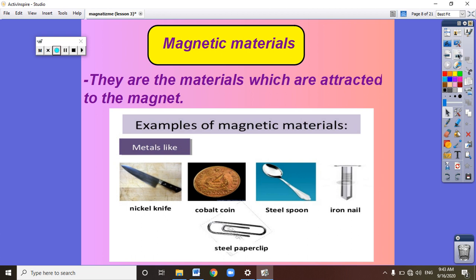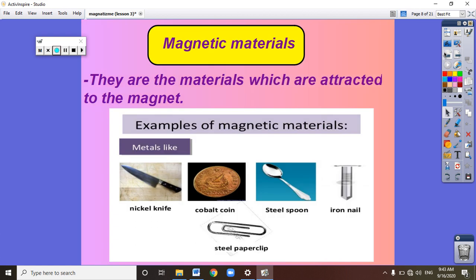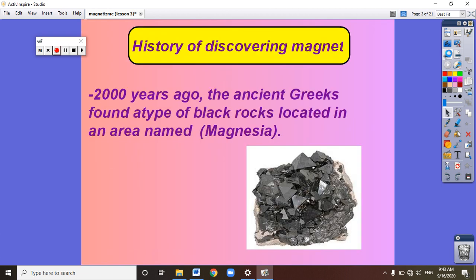The non-magnetic materials are the materials which cannot be attracted to the magnet. Like what? Like paper, glass, plastic, rubber, and wood. If you know the examples of the magnetic materials, which are iron, nickel, cobalt, steel, anything besides iron, nickel, cobalt, steel will be a non-magnetic material.